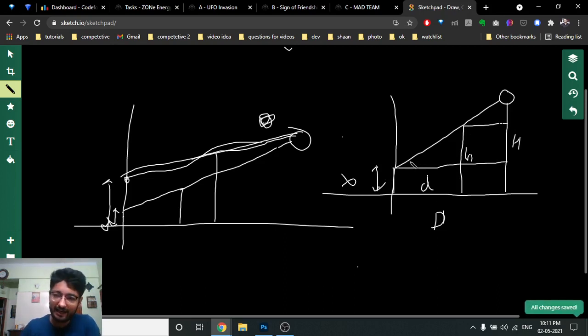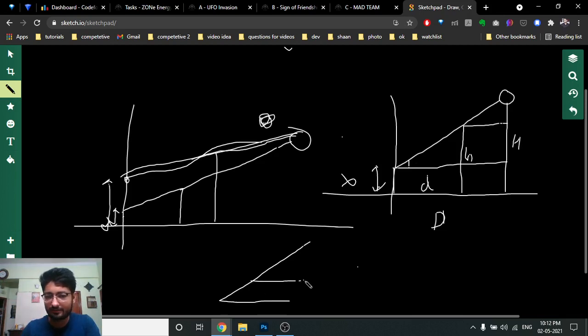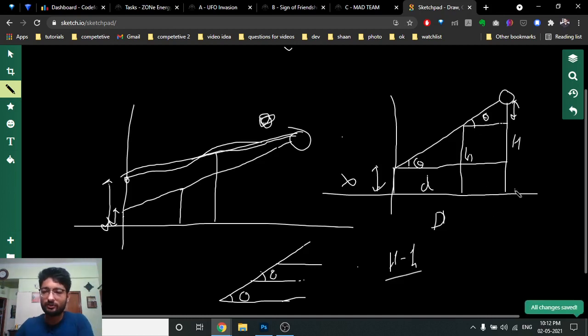Now what you can see here is the angle. If you know that this is a straight line, then if you draw any line parallel to the x-axis, these angles are always the same because the line is the same. So if this angle is the same and this angle is also the same, and you know this height, which is capital H, and this is small h, then this height is capital H minus small h, and this distance is capital D minus small d.